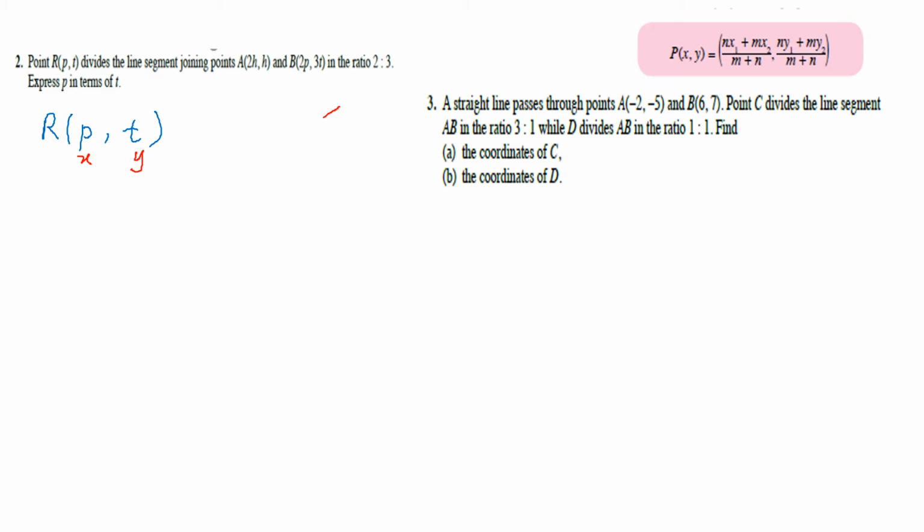Okay, we simply sketch a straight line. So this is A, 2H and H, and B, 2P and 3T. In the ratio 2 is to 3, it means R is nearer to A. So R is given 2 is to 3.